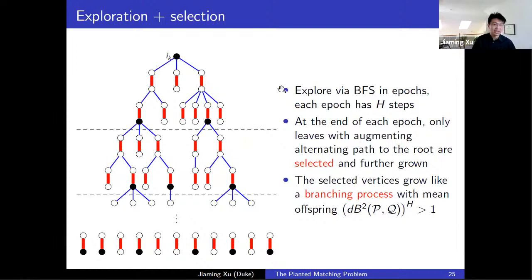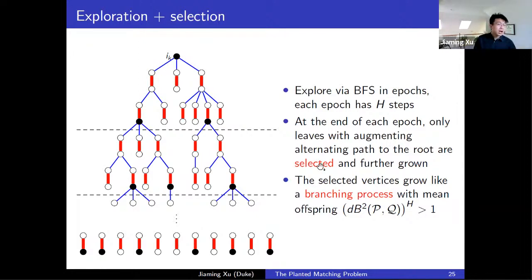We run the exploration process using breadth first search in different epochs. Each epoch is represented by the dashed line here, and each epoch has certain steps. The crucial thing is that at the end of each epoch, only the leaves with augmenting alternating paths to the root are selected and further grown. This is highlighted using the black nodes here. You can see that I do not further grow this one, because the alternating path to the root is not augmenting.